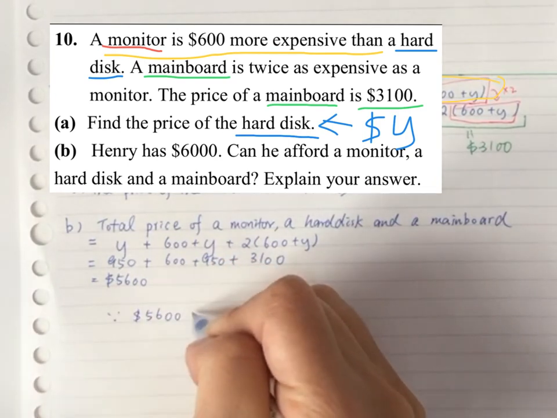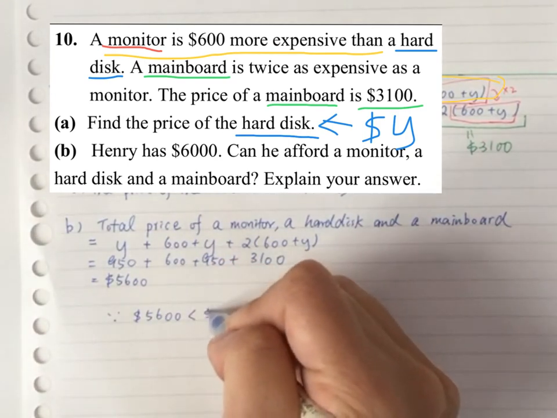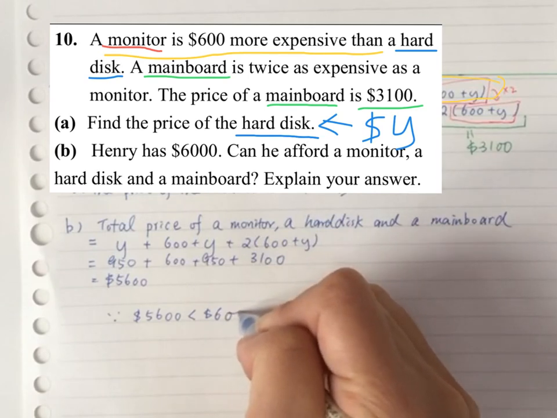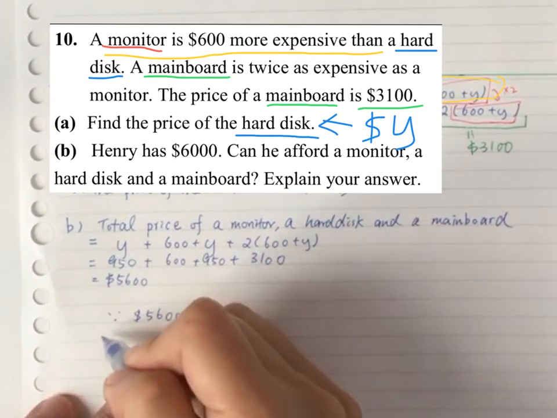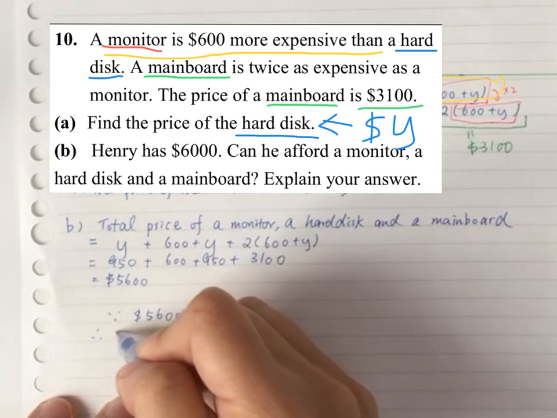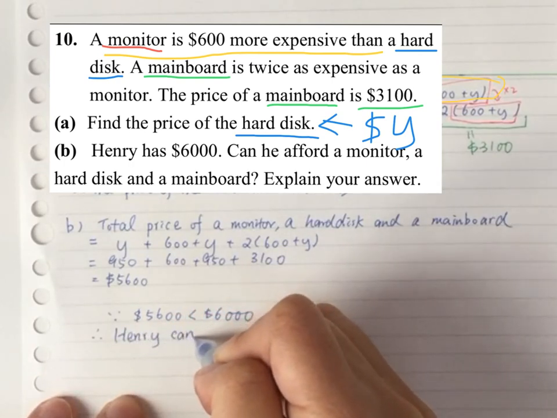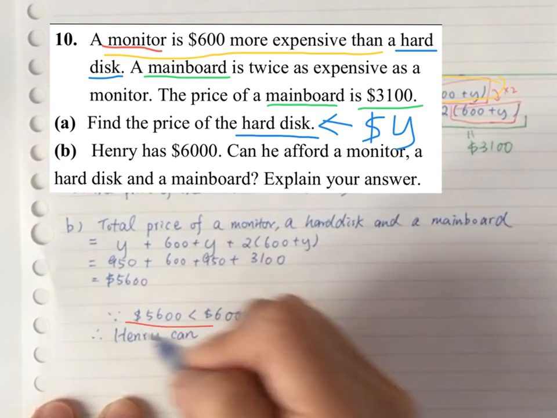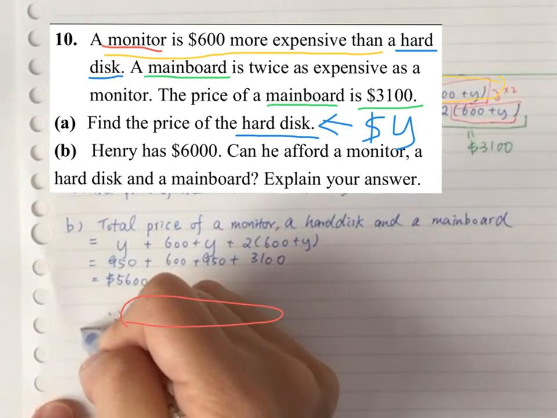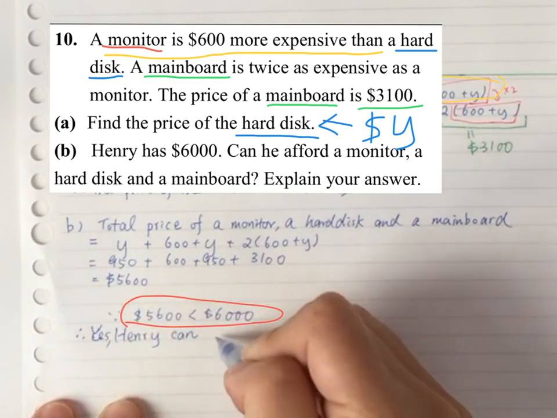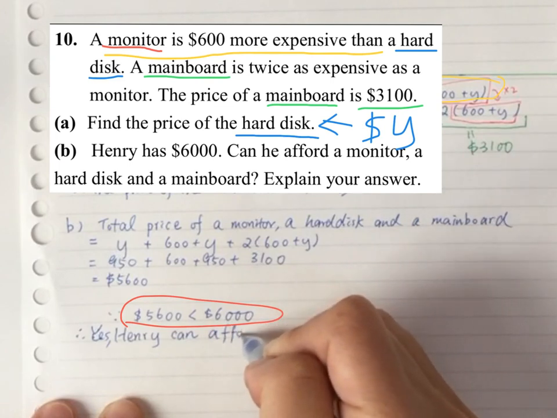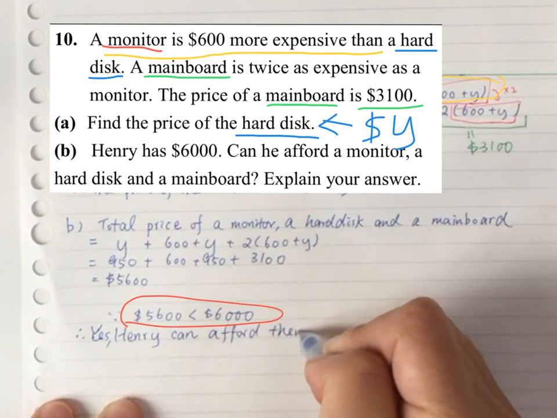When we say Henry can afford the items because the total is less than $6,000, you have to write it clearly by comparing the values here. So to say yes first, almost forgot. Lastly, yes, Henry can afford.